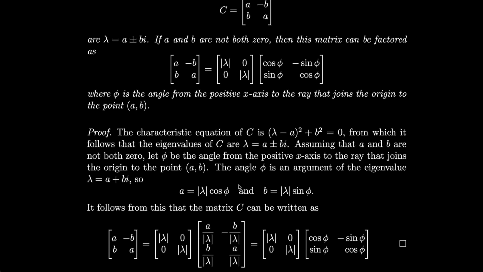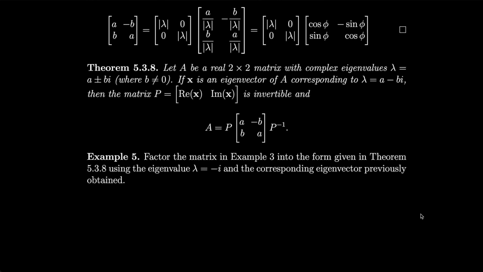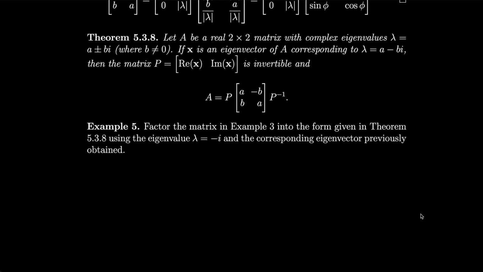It turns out that this theorem is kind of useful because we can actually factor matrices into matrices that contain this form given certain conditions, as this next theorem shows. So let A be a real 2x2 matrix with complex eigenvalues lambda equals a plus bi, where b is not 0. If x is an eigenvector of A corresponding to lambda equals a minus bi, then the matrix P, which is equal to the real part of x and the imaginary part of x, is invertible. And we have A equals P times that matrix that we just got from the previous theorem times P inverse.